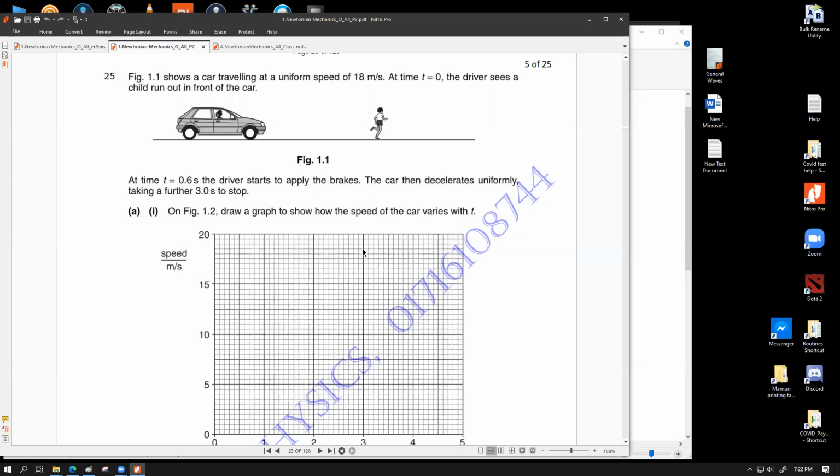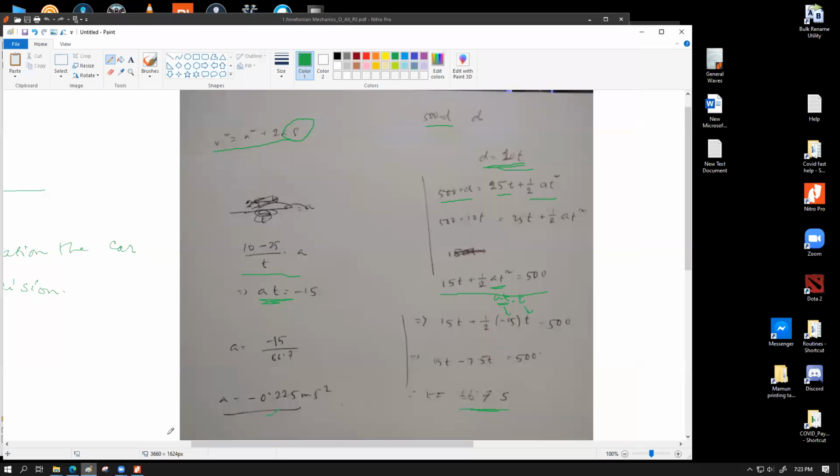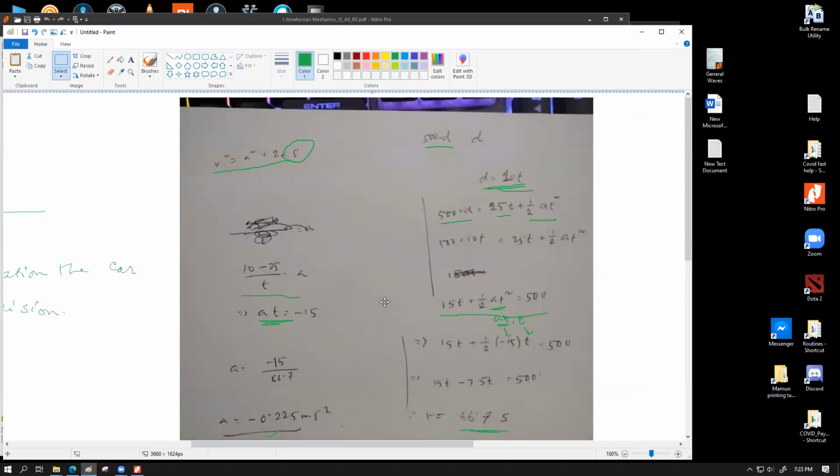So in 25 they ask us to draw a graph. Drawing the graph should not prove very difficult. The car is traveling at a uniform speed of 80 meters per second. At t equals 0, a rabbit, a child, runs out in front of the car. At time t equals 0.6, the driver starts to apply the brakes. The car then decelerates uniformly, taking a further 3.60 seconds to stop. This word further is very important. Many students read this word but cannot capture it, so they mess up the graph. So this graph has to be drawn. This should be pretty simple. Getting rid of all of this.